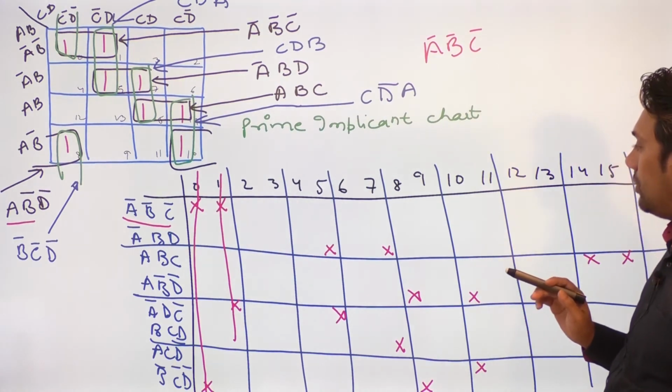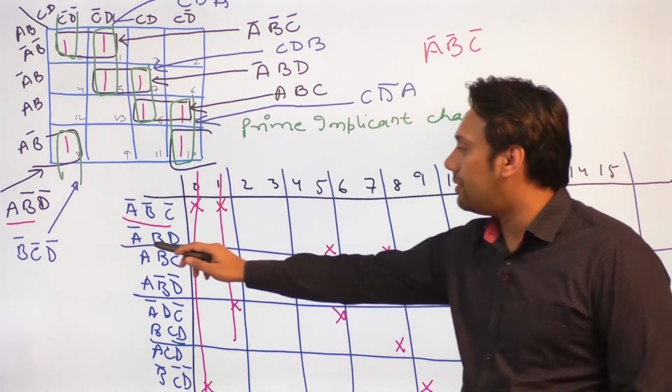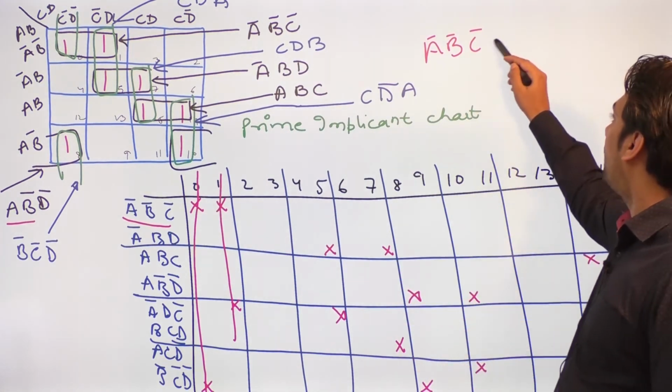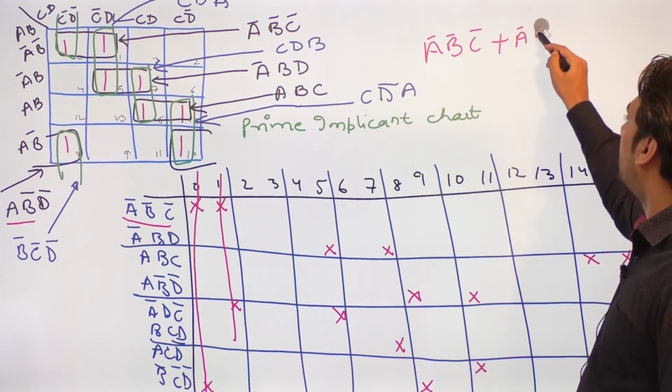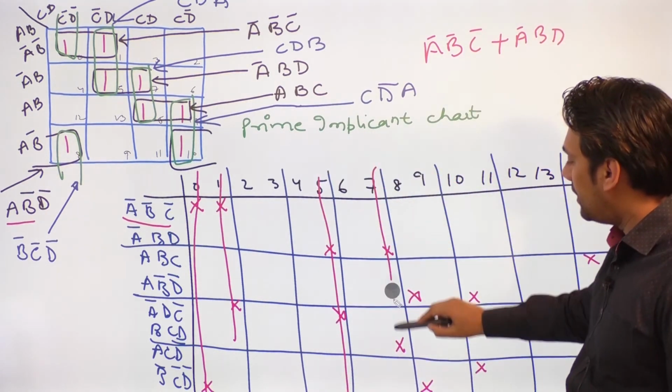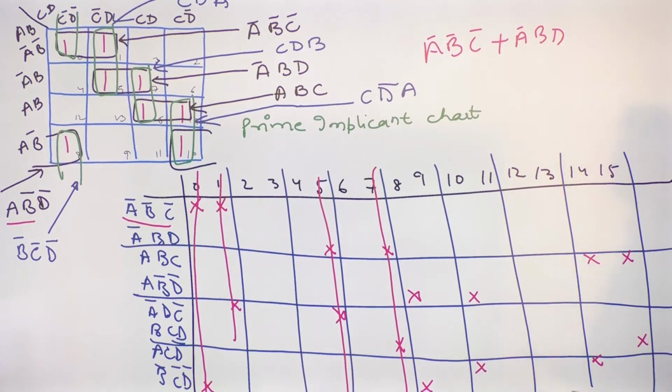Okay? Now if I add the term A complement BD to my solution, then I will be able to cover the term 5 as well as the term 7. Okay?